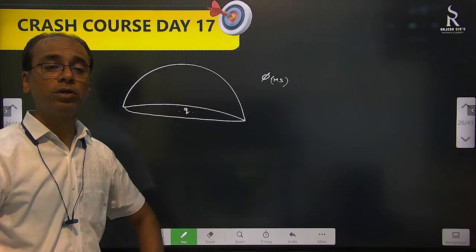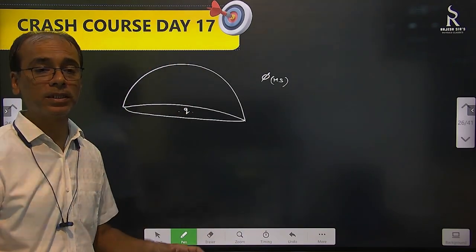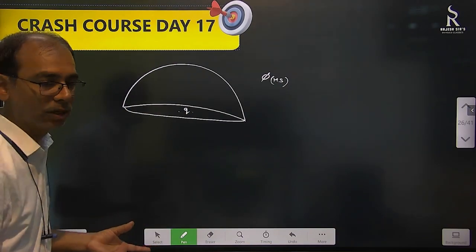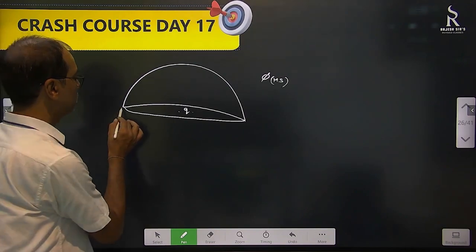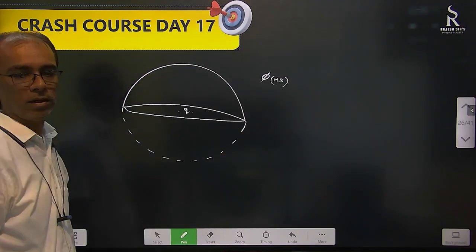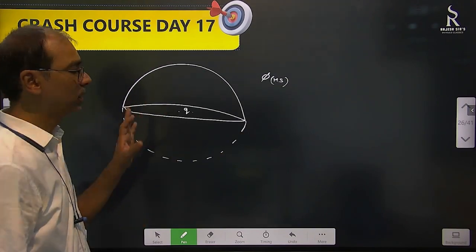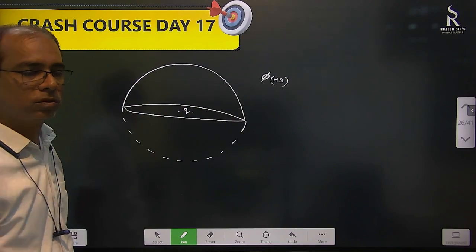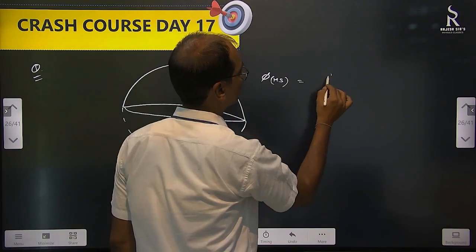The first thing is you need to enclose it. You have to keep it inside a closed surface. So which is the closed surface? We close it like this. Now it's a sphere. This is exactly in the middle, so half the flux will be going here, half the flux will be going up. So the flux through the hemisphere will be Q by 2 epsilon naught.